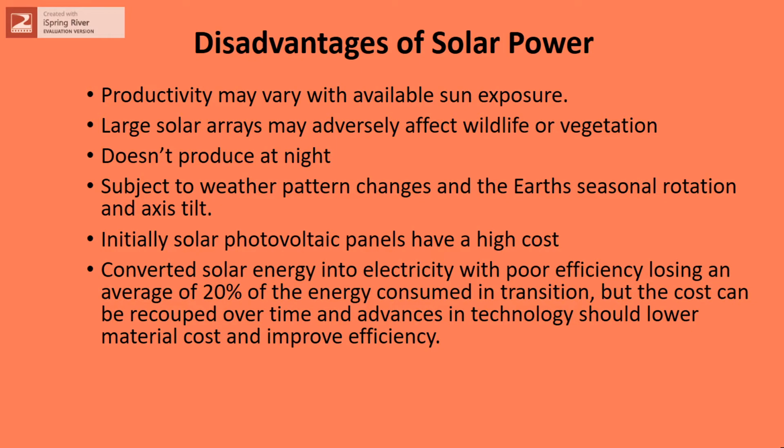Disadvantages of solar power. Productivity may vary with available sunlight exposure. Large solar arrays may adversely affect wildlife and vegetation. Solar energy systems do not produce at night. Solar energy systems are also subject to weather patterns, changes in the Earth's seasonal rotation, and the tilt of the Earth on its axis. The process of converting energy to electricity has poor efficiency. Initially, solar photovoltaic panels are high in cost.